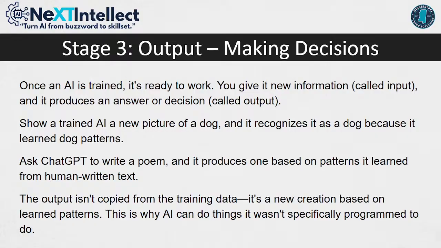The output, note, is not copied from the training data and it's not copied and pasted from anywhere online. It's actually a new synthesized creation based on learned patterns. This is why AI can do things it wasn't specifically programmed to do.